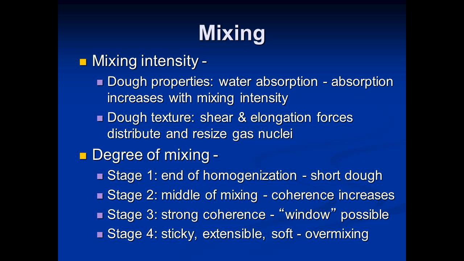There are some stages of mixing. Stage 1, a short dough is formed. In the middle of mixing, stage 2, cohesion starts to increase. By stage 3, there's very strong cohesion. The mixing bowl walls are cleaned by the dough. It's possible to draw a window from the dough. And stage 4, over mixing, results in a sticky, extensible, soft dough.